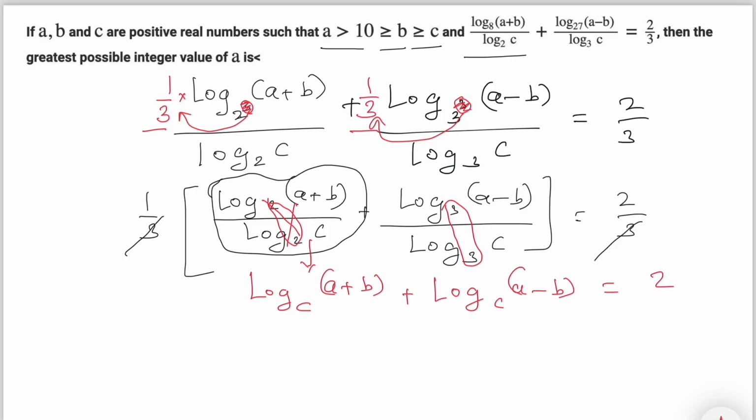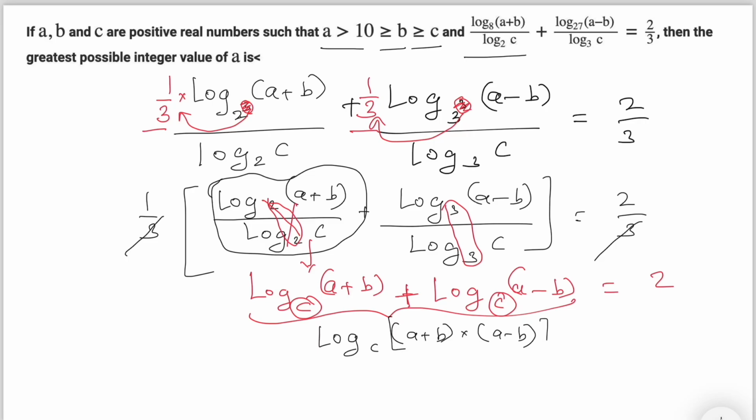Now observe carefully. These two terms have the same base c and we have a plus sign, right? So this is like log of x to the base c plus log of y to the base c is equal to 2. This we can simply rewrite as log to the base c of (a plus b) into (a minus b), right? We know that log of xy is log x plus log y when the base is the same. Same logic. This is equal to 2.